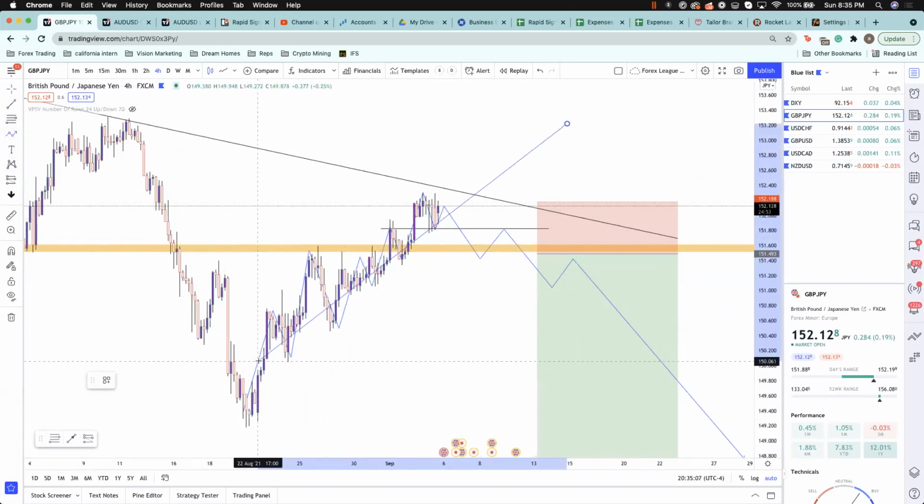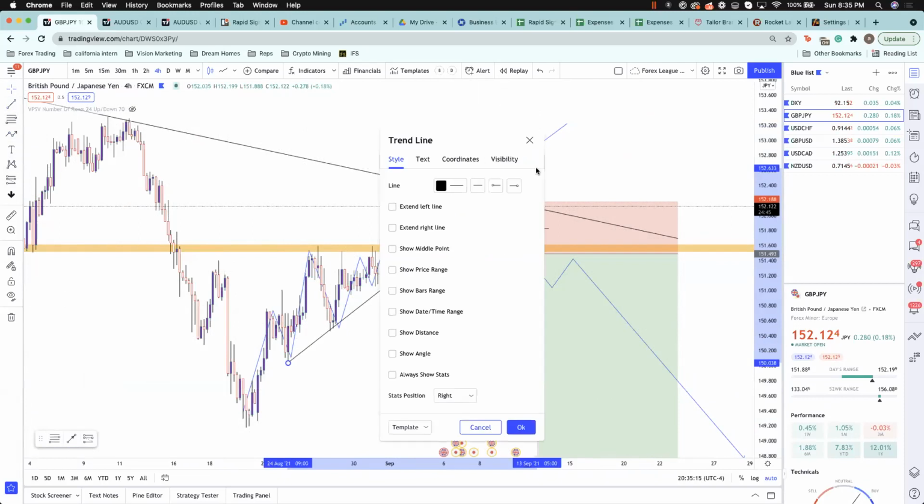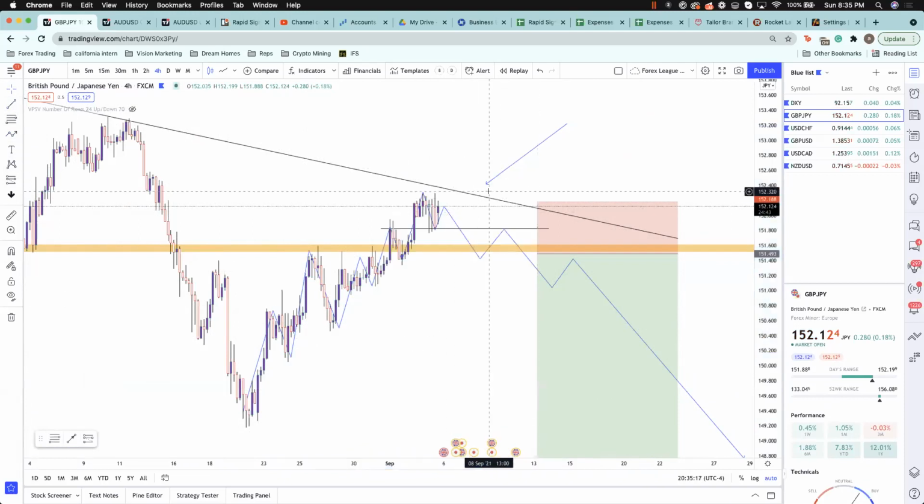First of all, we're entirely in an uptrend right now. The uptrend would have to break. So this would have to break momentum. I'm not going to leave that on there, but that would have to break momentum, and then it would have to form some sort of lower high.